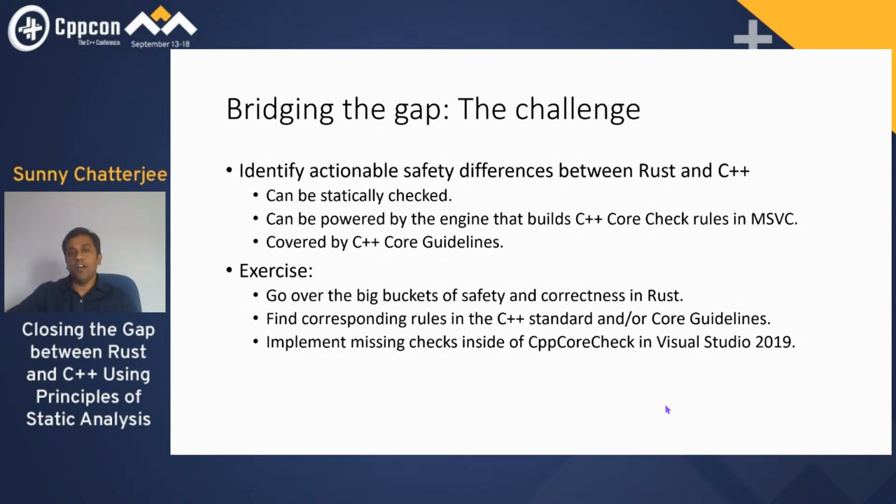There, a lot of thought has gone into these guidelines. So obviously, it was a very interesting finding for us to figure out how much of the Rust rules are covered in the core guidelines. So the exercise we did was to go over the big buckets of safety and correctness rules in Rust, and try finding corresponding rules in C++, whether they are in the standard or the core guidelines. And lastly, we wanted to see how much of these are available in Visual Studio today, and if not, what it will take to implement these missing checks.